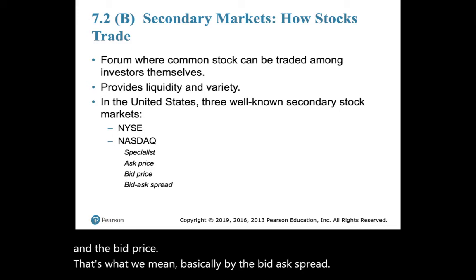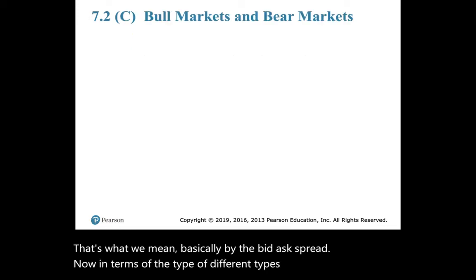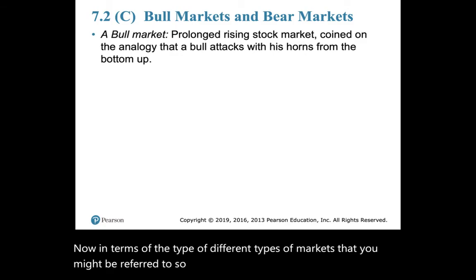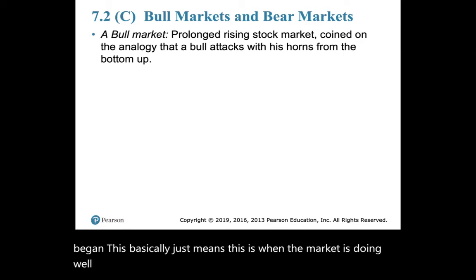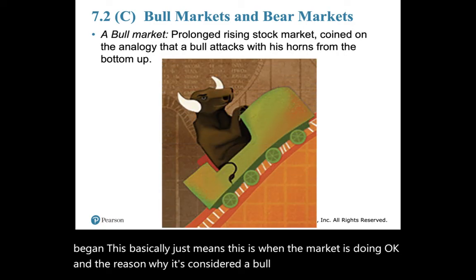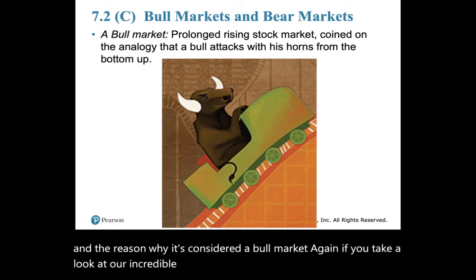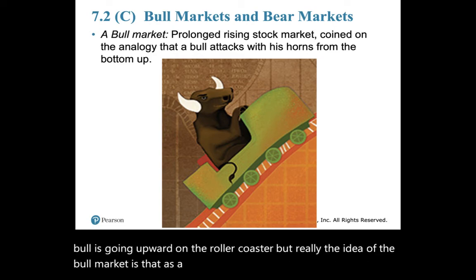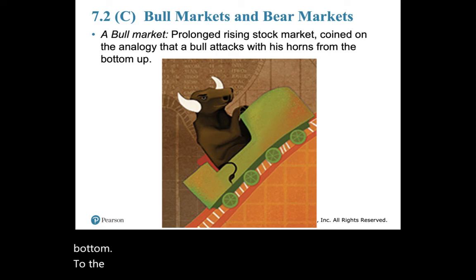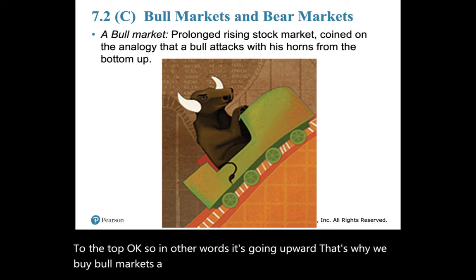Now, in terms of the different types of markets that you might be referred to, first we have what's called a bull market. This basically just means this is when the market is doing well. The reason why it's considered a bull market, if you take a look at our incredible view here, we can see not just that the bull is going upward on the roller coaster, but really the idea of the bull market is that as a bull attacks, they go from the bottom to the top. In other words, it's going upward. That's what we mean by bull market. It's a strong market. There's confidence.